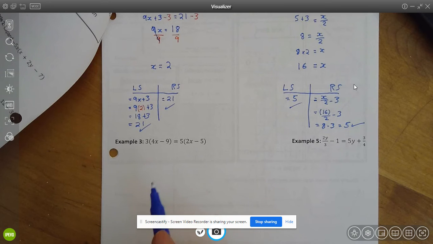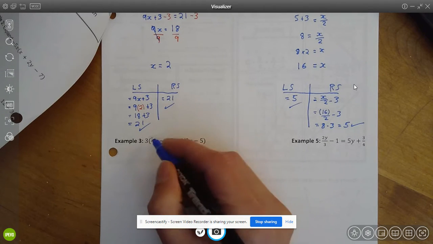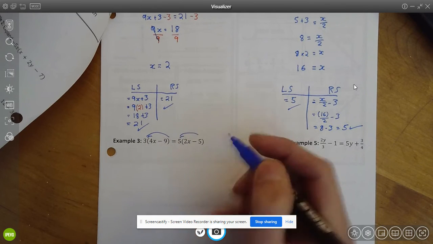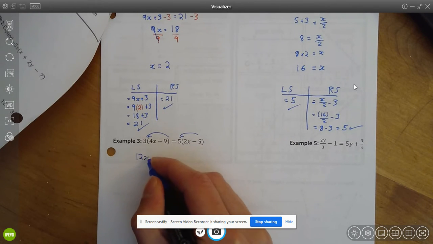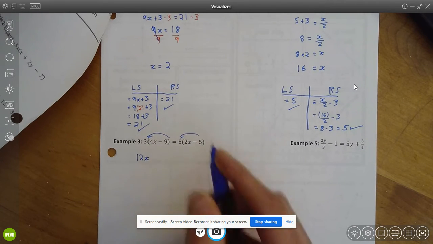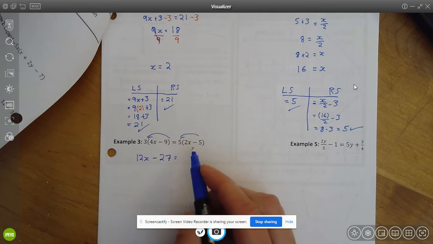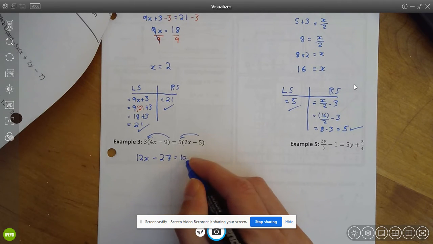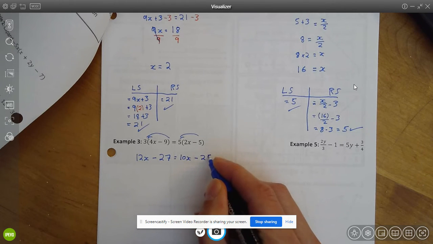This is kind of combining the last two lessons. So my first step is to get rid of all the brackets. So I'm going to use my distributive property. So I'm going to do 3 times 4x. Well, that's just 12x. Then I'm going to do 3 times negative 9 is negative 27. On the right side, I'll do 5 times 2x is 10x. And then I'm going to do 5 times negative 5 is negative 25.